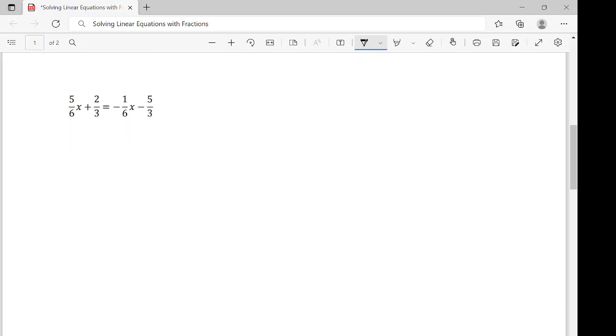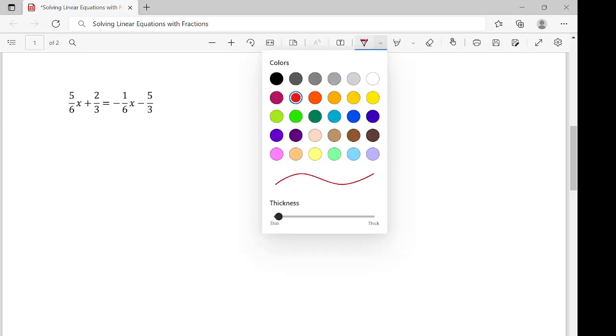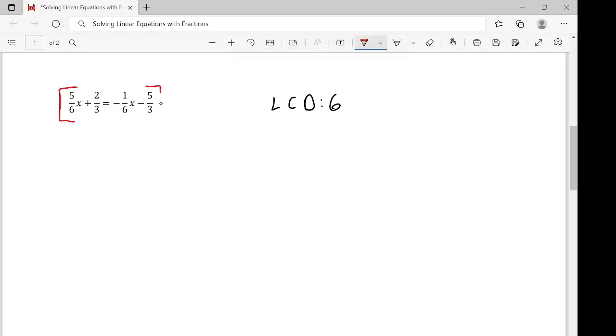Next, we have a bunch of fractions going on here: 5/6 x plus 2/3 equals negative 1/6 x minus 5/3. So we've got 4 fractions, but just like before, we want to find the LCD. Really we only have 2 different denominators to worry about, 6 and 3, because they're all 6's or 3's. What is the LCD of 6 and 3? The answer is 6. So I'm going to take my 6 and multiply it by the entire equation to clear the fractions.